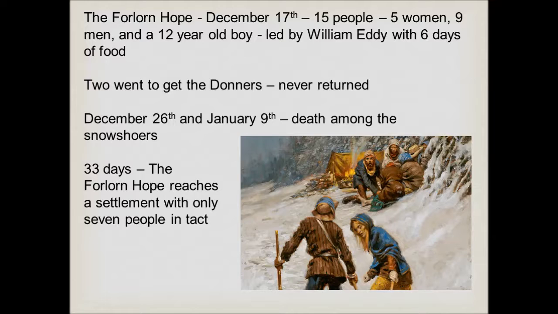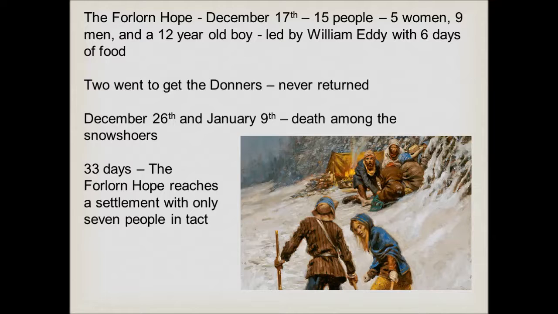So a group of 15 people, they were nicknamed the Forlorn Hope, on December 17th decided to set out to get help. And so you see here the group was made of 5 women, 9 men, and a 12-year-old boy. It was the healthiest people in the group. They were led by a man by the name of William Eddy. And they only took 6 days worth of food with them, knowing it was not going to be enough, but they didn't want to leave the people behind with nothing. And so they took as little as they possibly could.